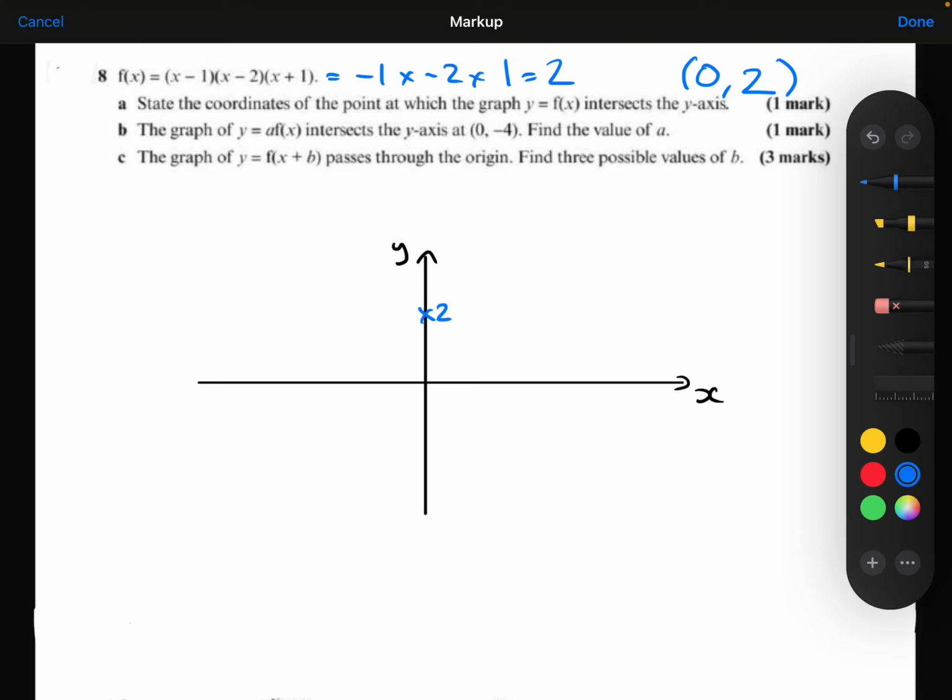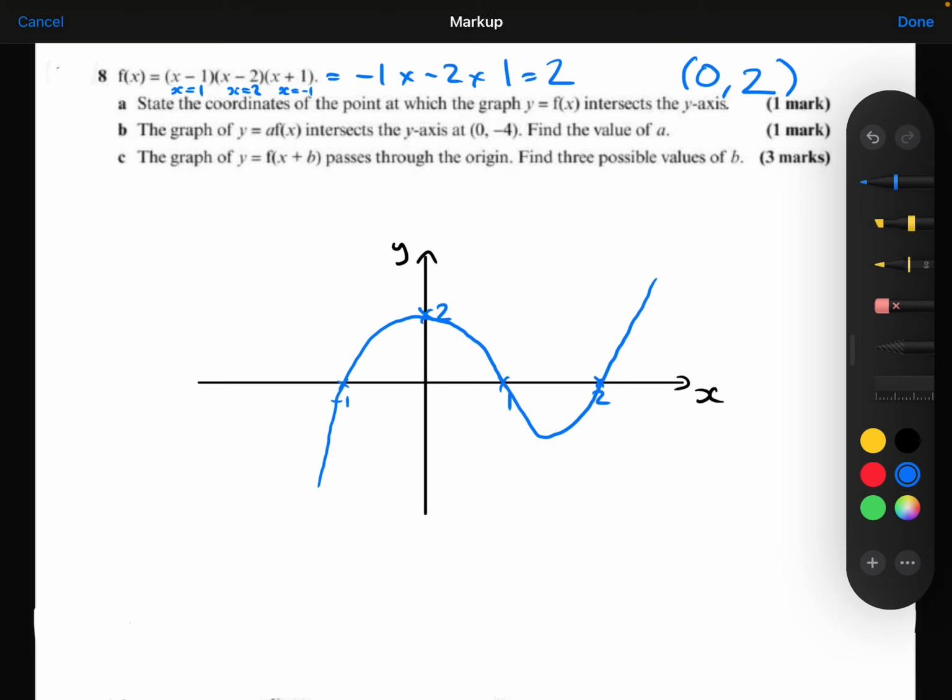Looking at where it intersects the x-axis now, it's going to intersect when x equals 1, or when x equals 2, or when x is minus 1. So my f of x graph is going to look something like this. Right, that's my f of x graph. Let's have a look at part B.